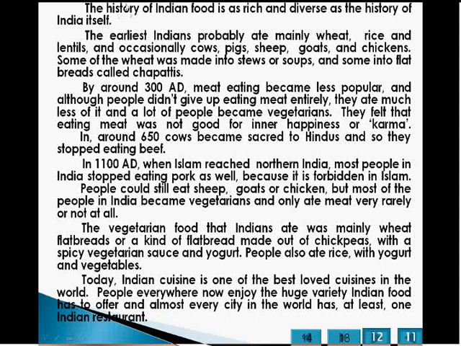As you can see, we started the first paragraph by the history of Indian food. Then we have the word earliest, and then they started to give us dates like 300 AD. Then recently we have 650. Then after that we move on to 1100 AD, and then we move to present time. So history means that we start from very old in time until very recent in time.